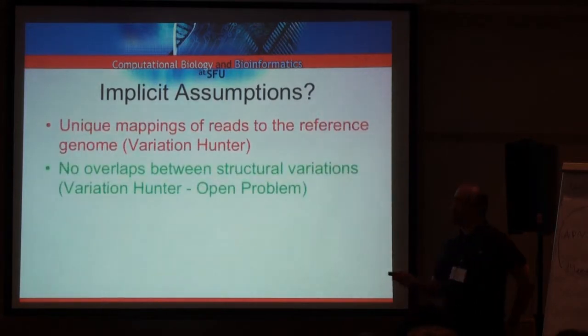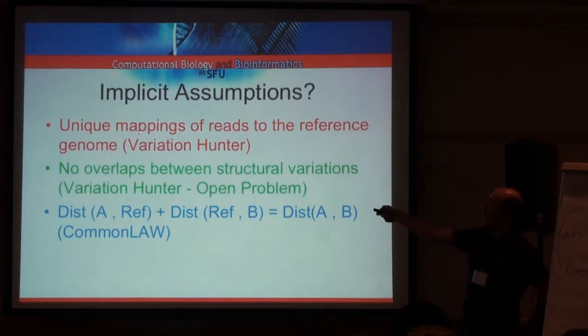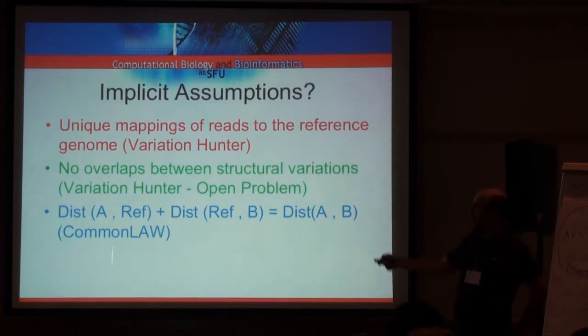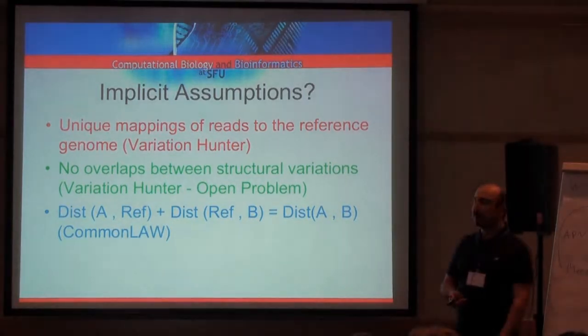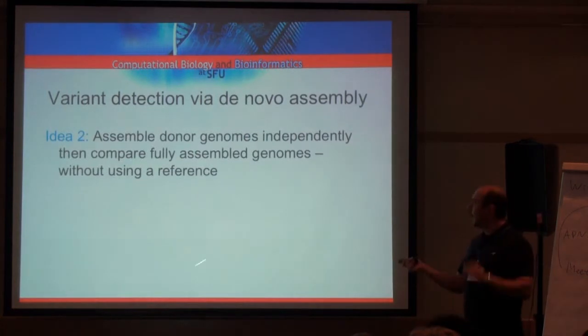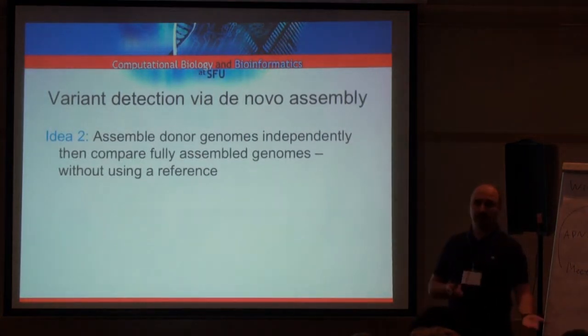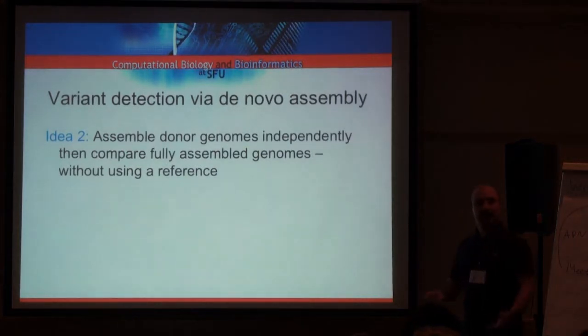Okay, so as you can see, Variation Hunter sort of takes care of unique mapping issue, does not take care of overlapping structural variants. And Common Law seems to take care of the reference genome issue, but there are still certain issues. You're still biased by the use of the reference genome. So alternatively, one can assemble donor genomes independently and then compare the assembled genomes without the reference. And we see this idea popping up everywhere.